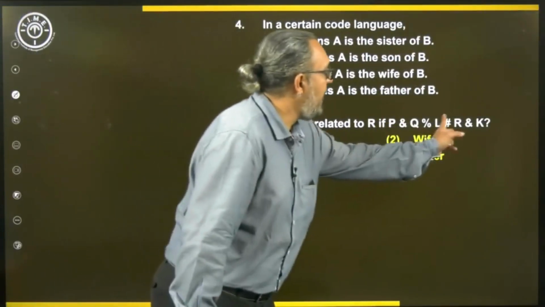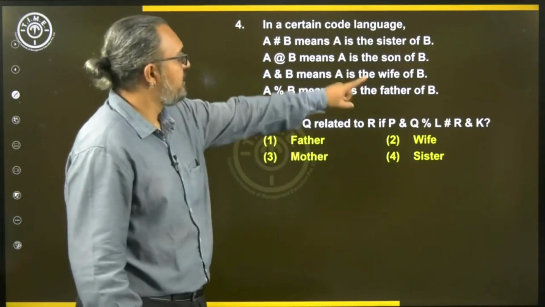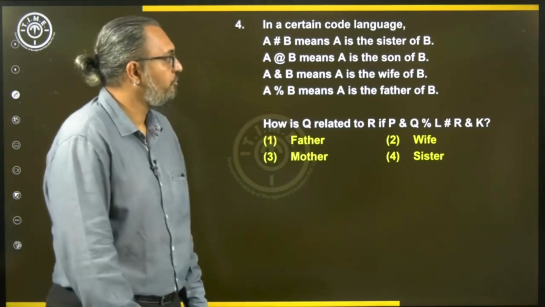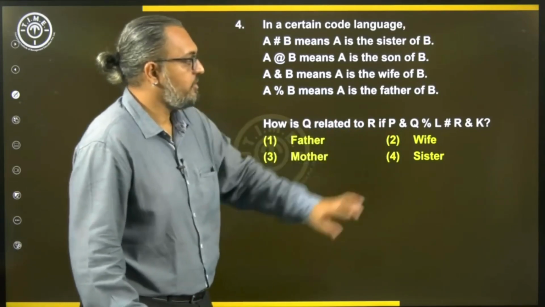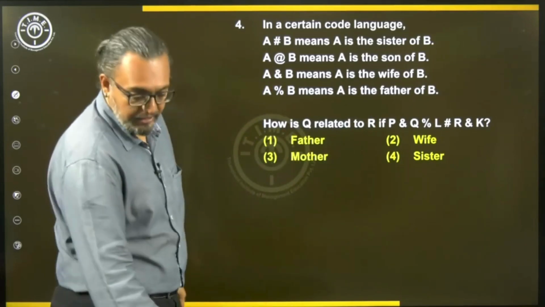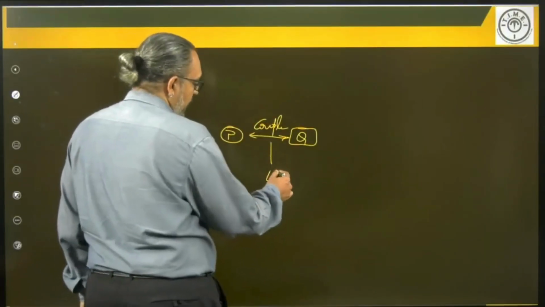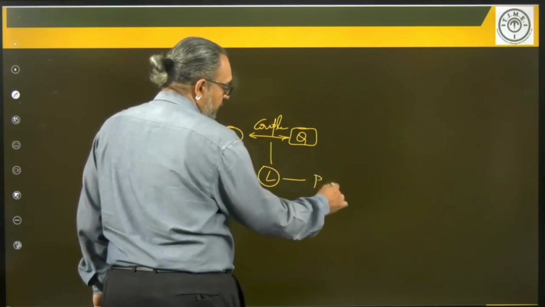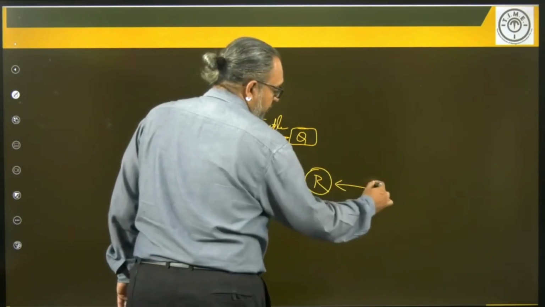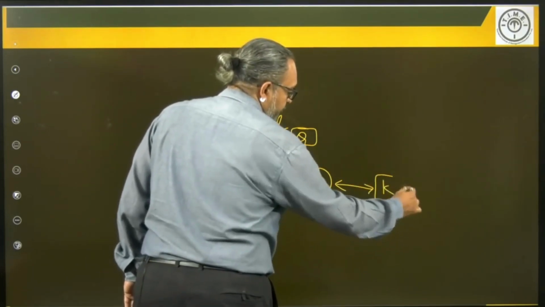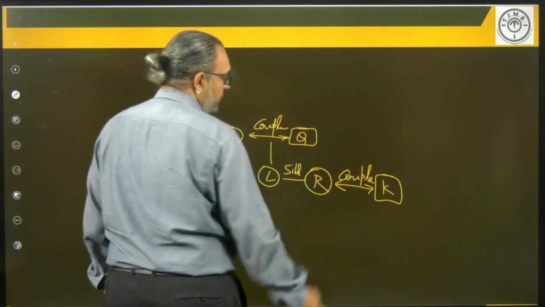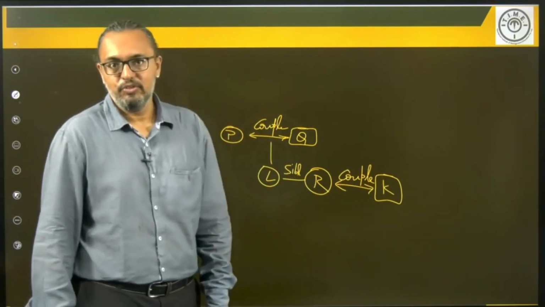Then we have L # R. Hash means sister, so L is a sister to R. Then & K. Ampersand is wife of K. So L is a sister to R, siblings, and R is a wife of K. So R is a female, K is the husband. So that's how we get our family tree.